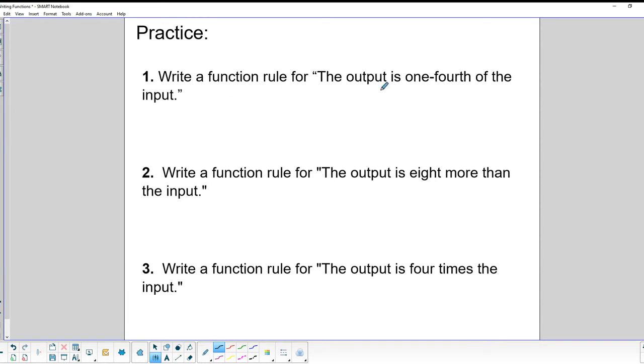Write a function rule for the output is 1/4 of the input. So the output, f of x, equals 1/4 of the input, and the input is x. Okay, how about this one? The output, f of x, is 8 more than the input. So that would just mean that we would have the input, and we would add 8 to that to be 8 more than the input.